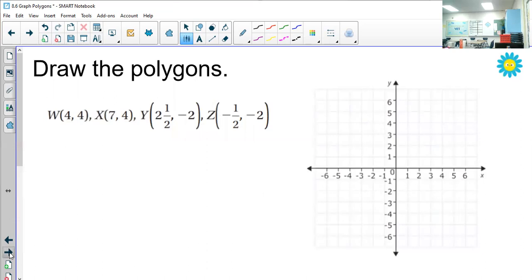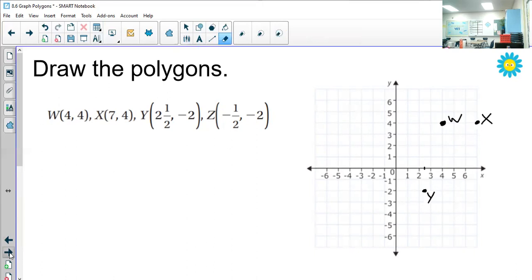Okay, let's do one more just so we can get a little bit of an idea if we've got fractions in there, okay? So we have points W, X, Y, and Z, and we're just going to plot them in order. So W is 4, 4, so over 4, up 4. And then X is 7, 4. So over 7, up 4. Then we have Y, which is 2.5, and then -2. So that means we're going over 2.5 would put us right there, and down -2. So we're going to be right in the middle, in between the 2 and the 3 here, like that. And then that was Y.